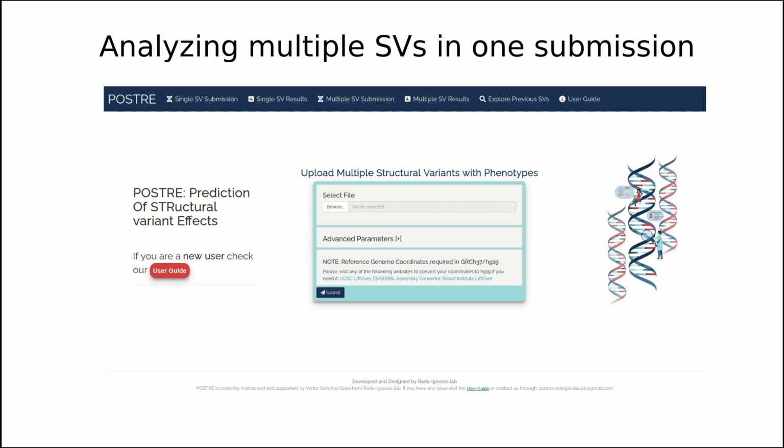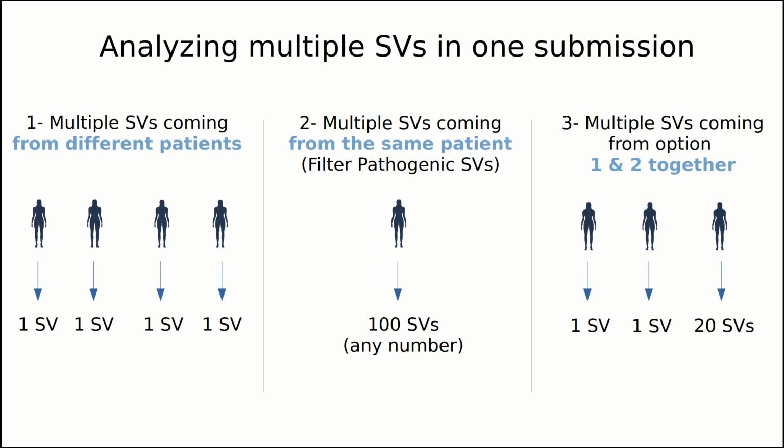Okay, in this video, I just want to illustrate how to perform and interpret results for a multiple structural variant submission analysis with POSTRE. Before entering into POSTRE particularities, I want to comment that a multiple structural variant analysis can be interesting in different scenarios, such as the ones represented in this slide. So we may have multiple structural variants coming from different patients, or we may have multiple structural variants coming from the same patient and we are interested in filtering those which are pathogenic, or a combination of both scenarios is also possible.